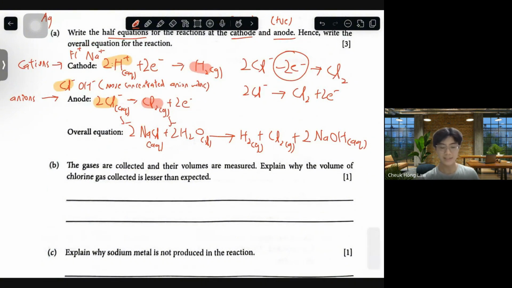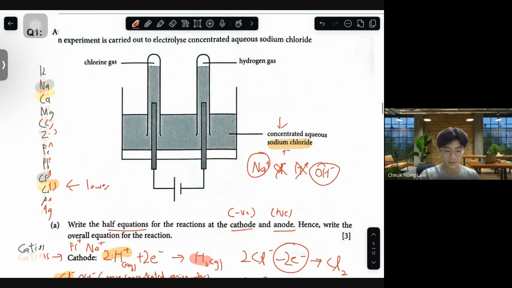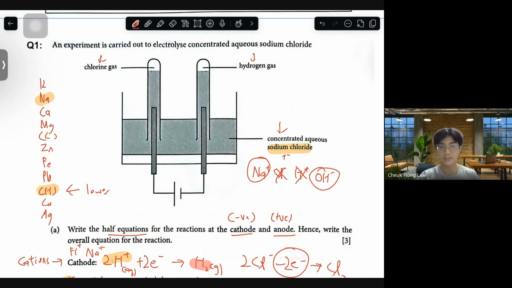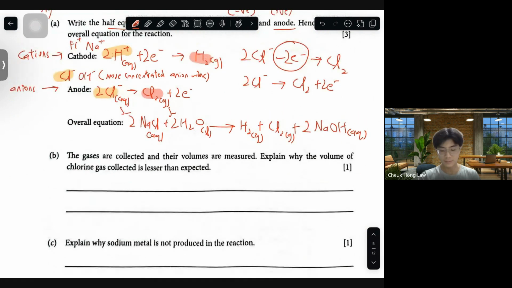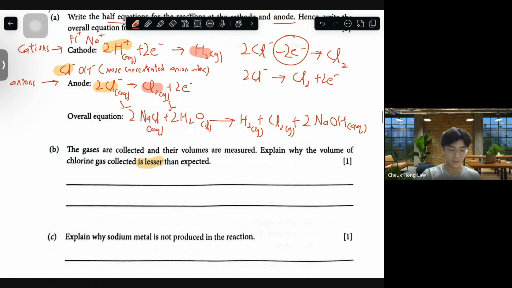Okay, the gases are collected and their volumes are measured. So you have chlorine gas collected and hydrogen gas collected. And then they measure the volume. Explain why the volume of chlorine gas collected is lesser than expected. Okay, this one is because chlorine is soluble in water.